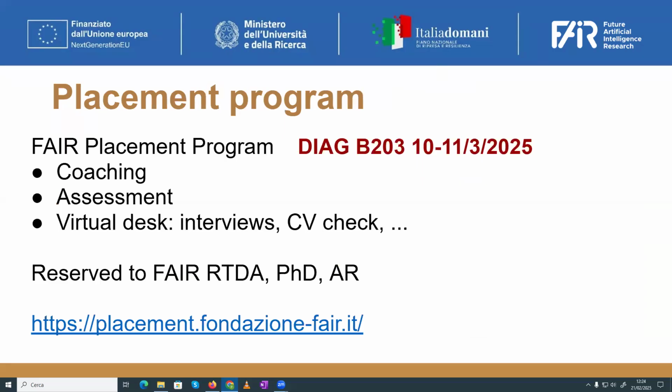This is reserved only to FAIR researchers, PhD students, and research assistants. It's a placement program, which will have sessions on coaching, assessment, and a virtual desk. And that is also a very important activity in order to give opportunities to young researchers to have more space ahead in continuing their career, hopefully in doing research on AI. And so this is something that will happen here and in a few weeks in this department. But also in this case, this is a program organized by FAIR. If you go to the website, you can find also other programs.